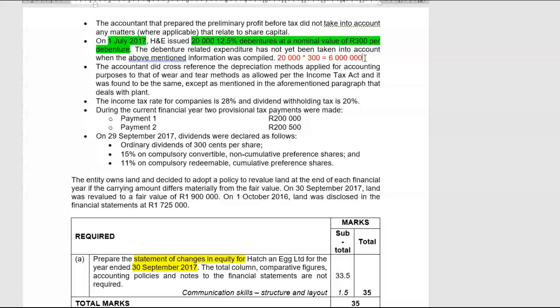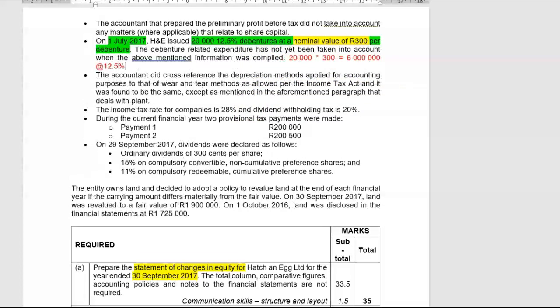What I want to test there is that you know that the interest on the debenture is always based on the nominal value of the debenture. It does not matter whether that debenture was issued at a price higher than the nominal value or lower than the nominal value. When we work out interest, interest is worked out on the nominal value. So in this case, 6 million Rand.